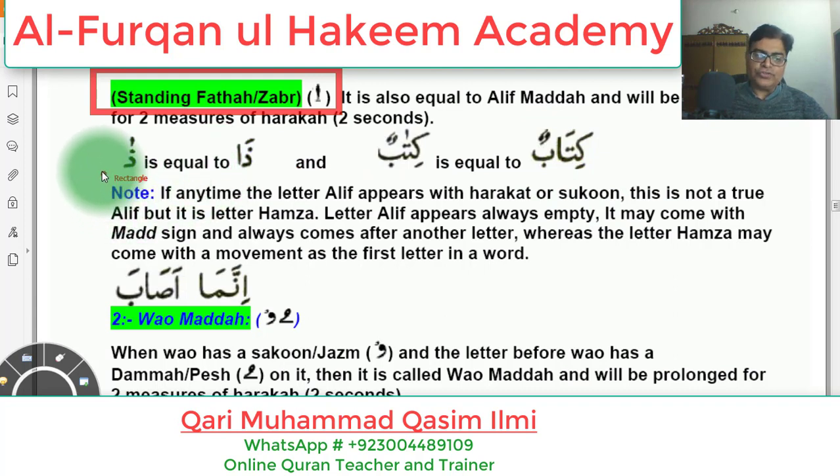Right? Note: if at any time the letter alif appears with harakat or sukun, this is not a true alif, but it is the letter hamza. Letter alif always appears empty. It may come with a mad sign, and always comes after another letter, whereas the letter hamza may come with a movement as the first letter in a word.